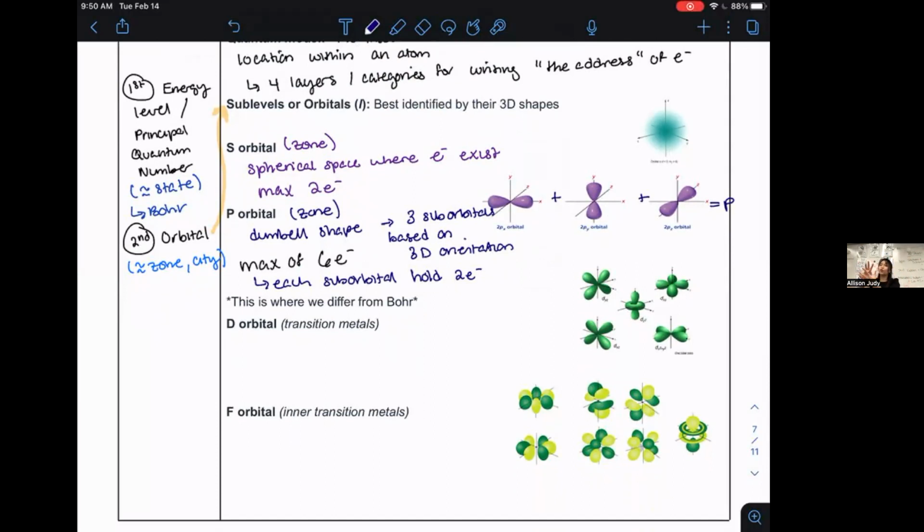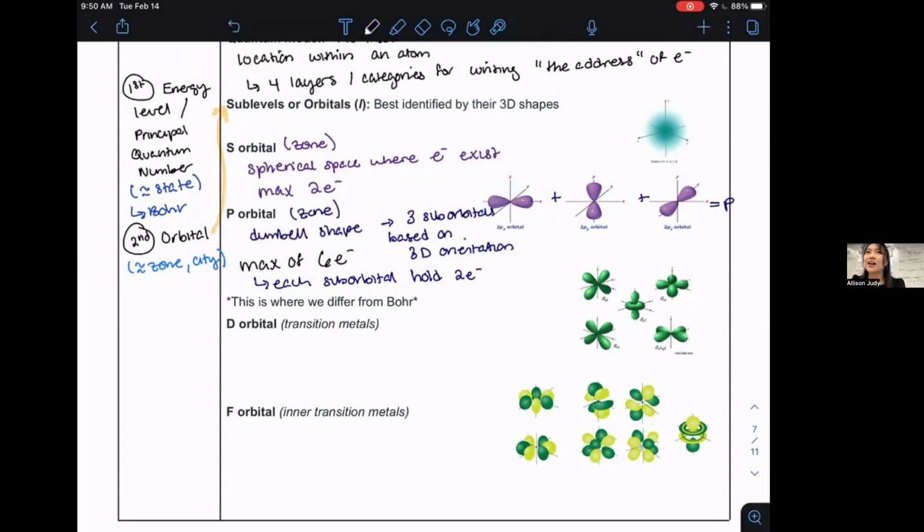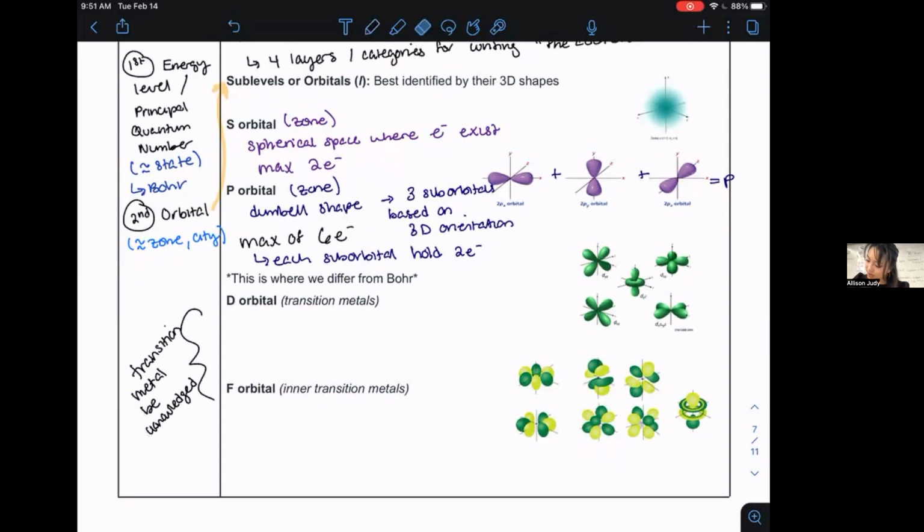Now here's where we differ from the Bohr model. Now we're getting into, other than the whole 3D part, okay, how do we account for transition metals? This is where the quantum mechanical model far exceeds what the Bohr model can do, because now it can account for those really long 10 slot, 14 slot zones on the periodic table. This is where we see the transition metals be acknowledged. Okay, and so what we say then is we have another zone that the Bohr model just did not know what to do with.